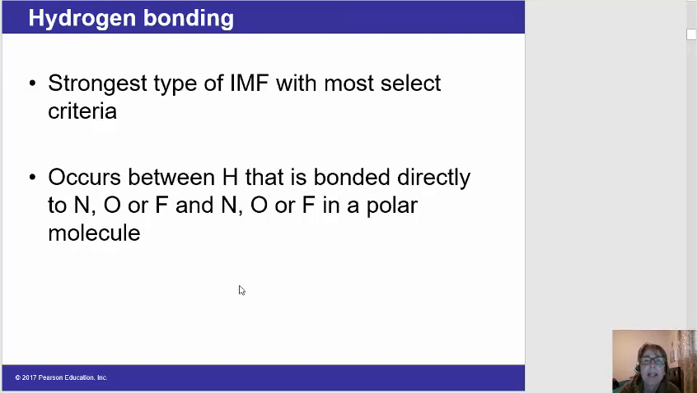And then hydrogen bonding is the strongest type of intermolecular force, and it also has the most select criteria. It only occurs with hydrogen that is bonded directly, covalently bonded, to nitrogen, oxygen, or fluorine. So that's a very, very select criteria. And in that bond to nitrogen, oxygen, or fluorine, that hydrogen can hydrogen bond with a nitrogen, oxygen, or fluorine that is in a polar molecule.